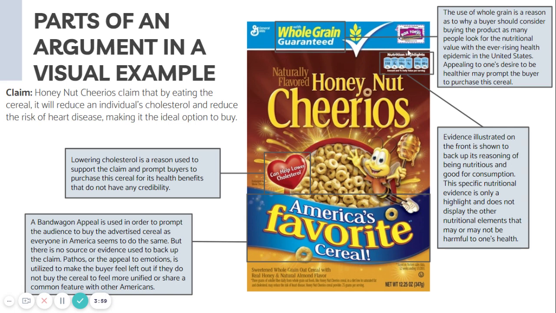As you can tell, the specific nutritional evidence is only a highlight and does not display the other nutritional elements that may or may not be harmful to one's health. So these are all reasoning and do not include any concession or call to action, but they do include evidence and reasoning in order to support the claim.